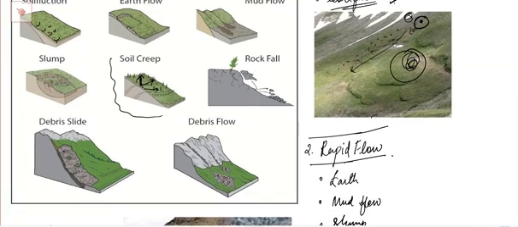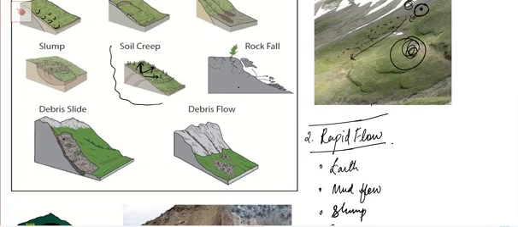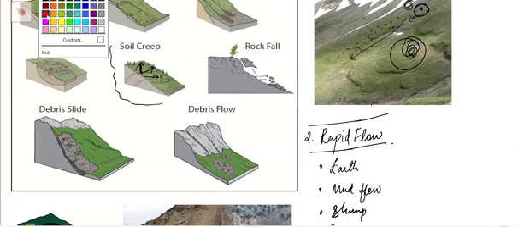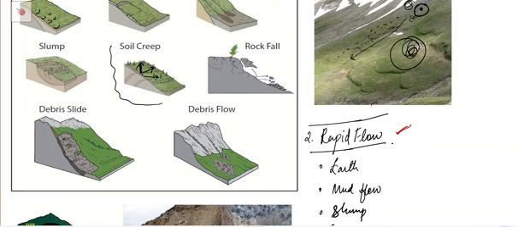And next we will see what the rapid processes are. So let's see the rapid flow, the rapid processes. The first one is the earth flow.